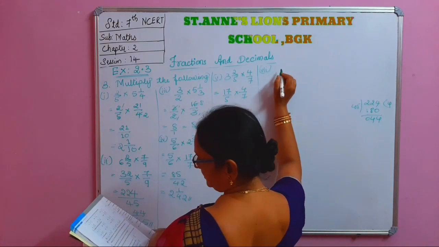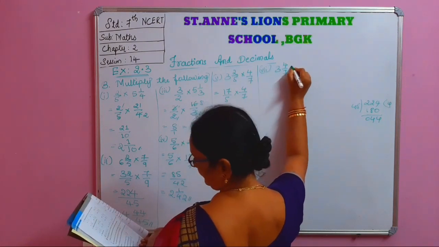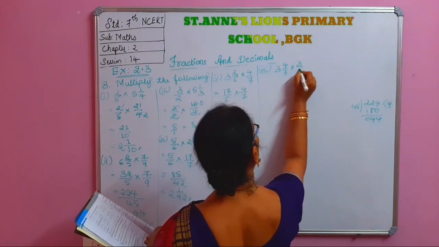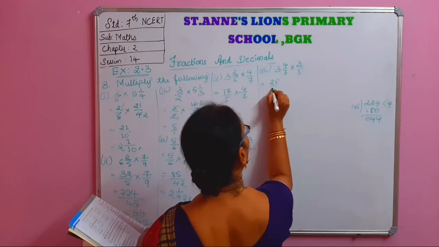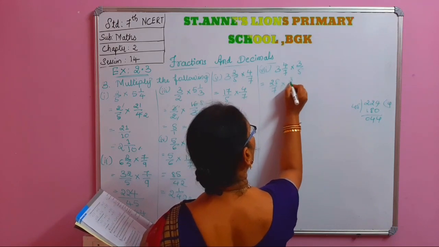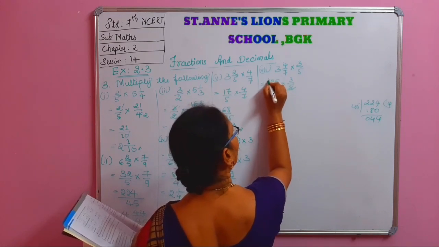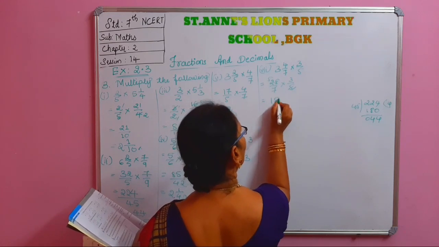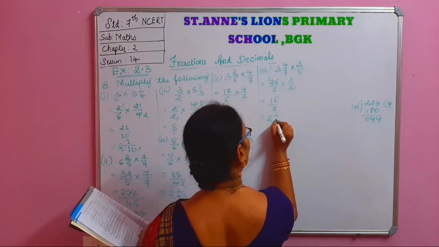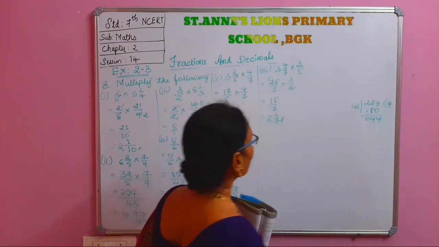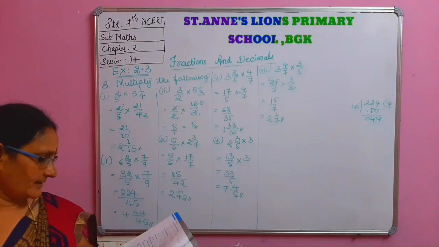Seventh one, the third main, this is last. 3 integer 4 by 7 into 3 by 5. 7 3s are 21, 21 plus 4, 25 by 7 into 3 by 5. You just observe here, yes, cancellation is possible. 5 1s are 5, 5 3s are 15 by 7. So 7 2s are 14. 2 integer 1 by 7 will be the answer. This completes the third main.